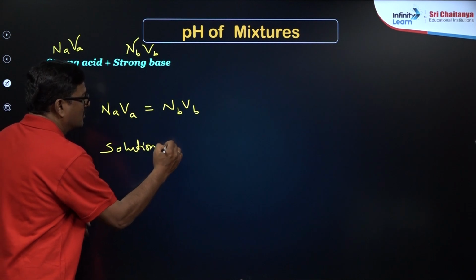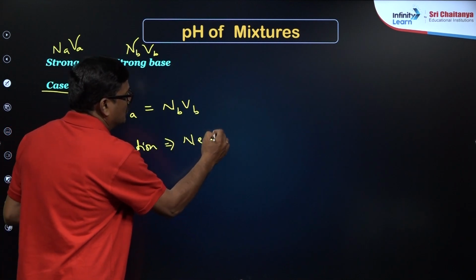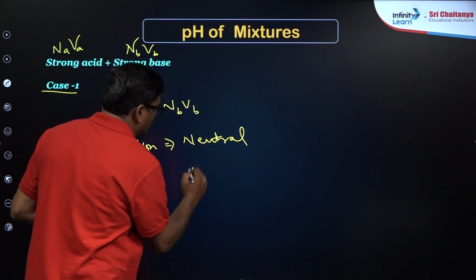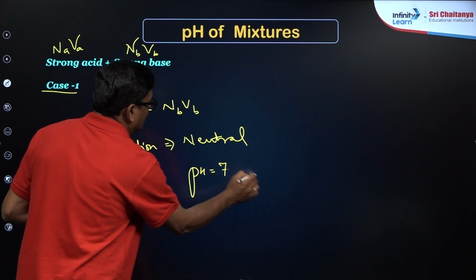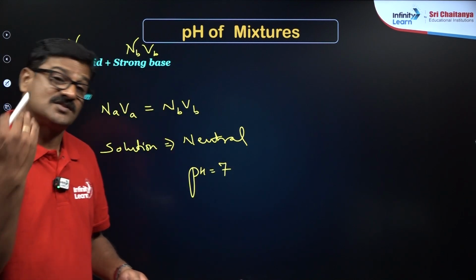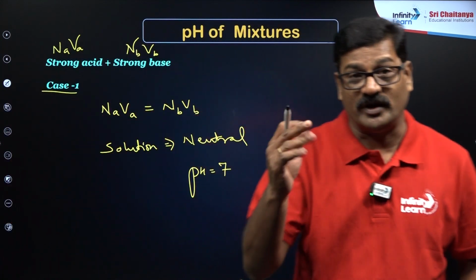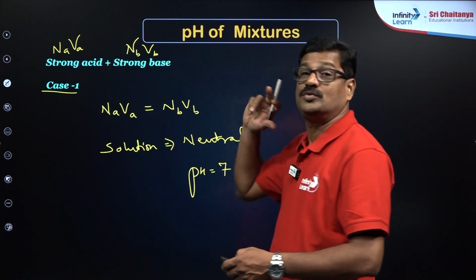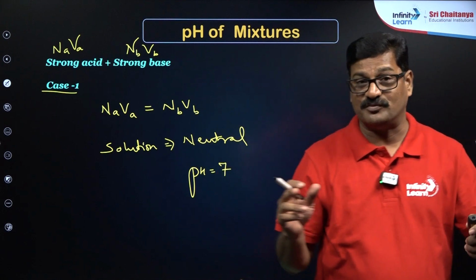The resultant solution is going to be neutral. Once it is neutral, the pH is going to be 7. If something is greater or something is less, what can we do? These are the techniques you need to learn for NEET examination preparation.